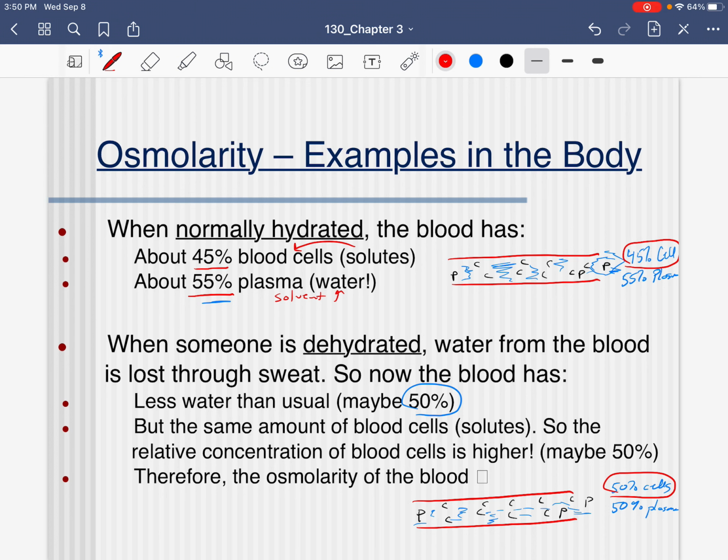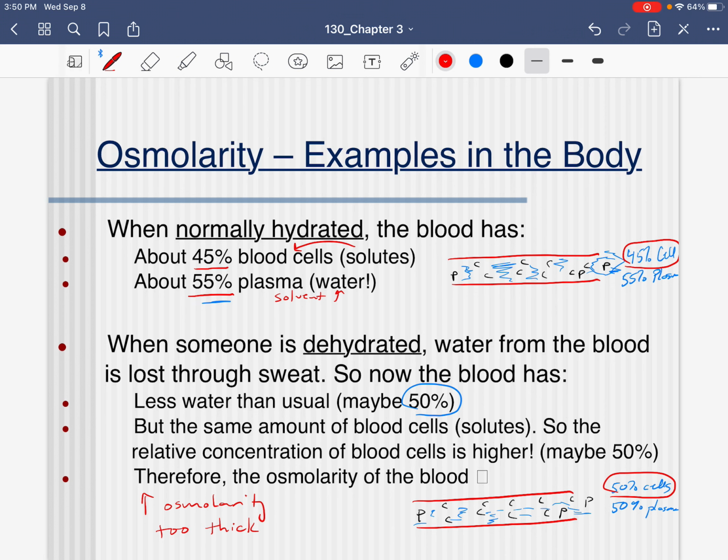So even though we haven't altered the amount of solute, by decreasing how much water there is, the relative concentration of the solute goes up. So when someone is dehydrated, the osmolarity of their blood goes up. Not because we added more cells, but because we took away some of the water. And that can be bad. You know why? Because it makes the bloodstream too thick.